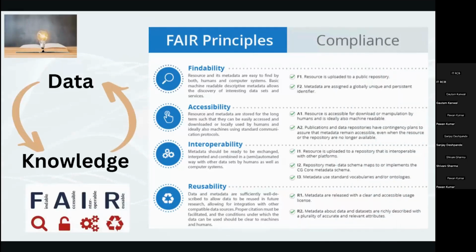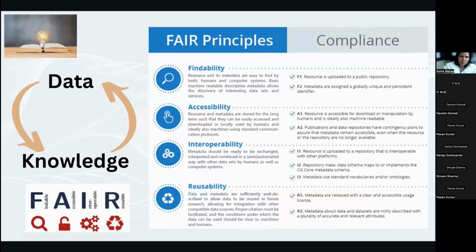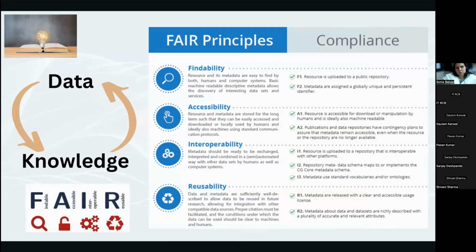So why is this data important, and when we talk about generation of knowledge through this data, what principles need to be followed? Recently the research community came up with a set of principles called the FAIR principles, and here F stands for findability, A stands for accessibility, I stands for interoperability, and R stands for reusability.